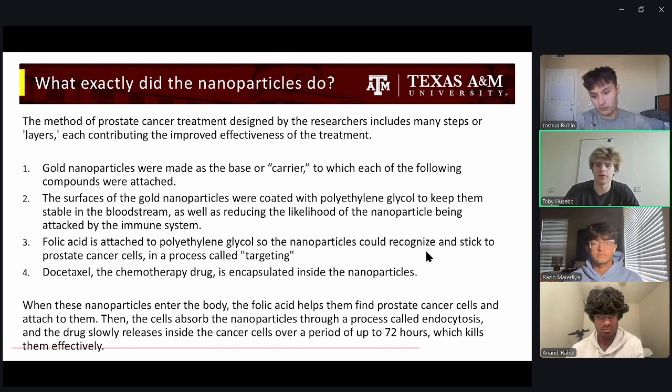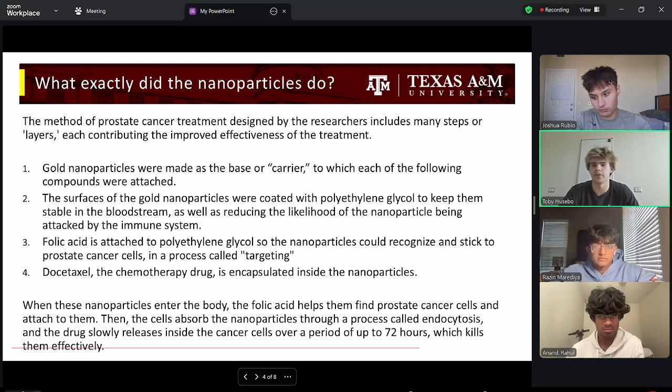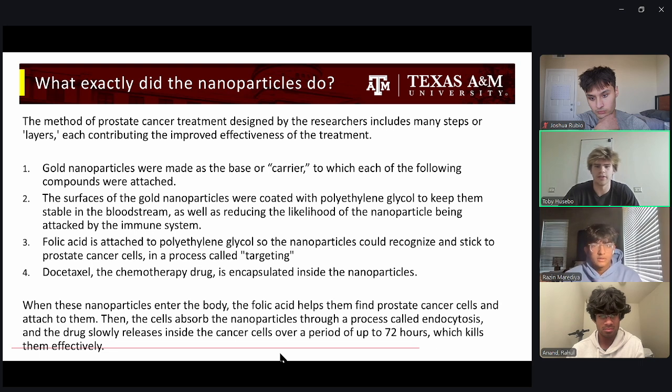When these nanoparticles enter the body, the folic acid helps them find prostate cancer cells and attaches to them. Then the cells absorb the nanoparticles through a process called endocytosis. And the drug slowly releases inside the cancer cell over a period of up to 72 hours, which kills them very effectively.